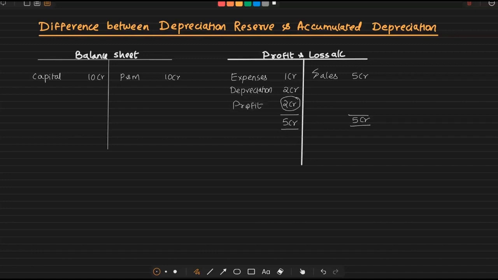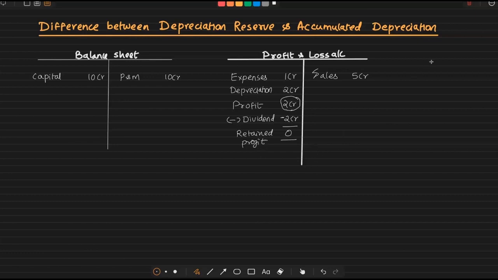So I'm going to declare this entire profit. If I declare this entire profit, what will happen? Nothing will be available for retention. Okay, so let me declare that. From this profit of 2 crore, I'm going to declare and distribute dividend of 2 crore. So the entire 2 crore is distributed. So nothing is left in the name of retained profit. So here retained profit is equal to 0.